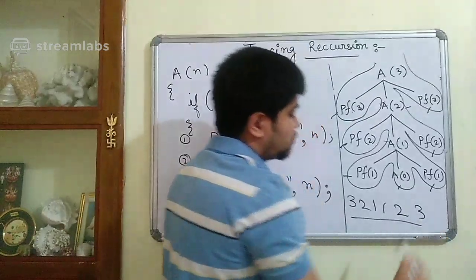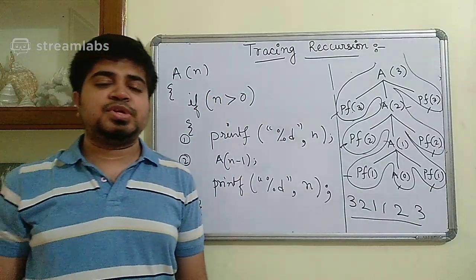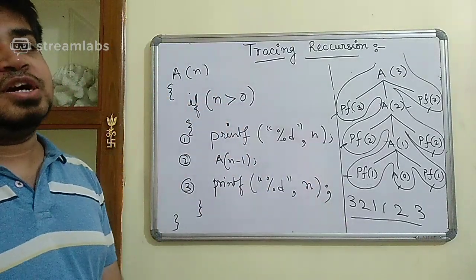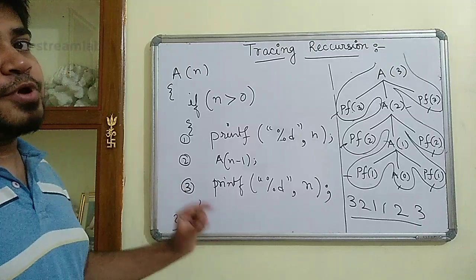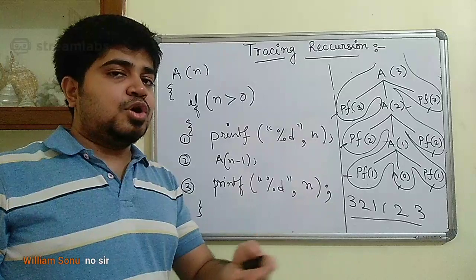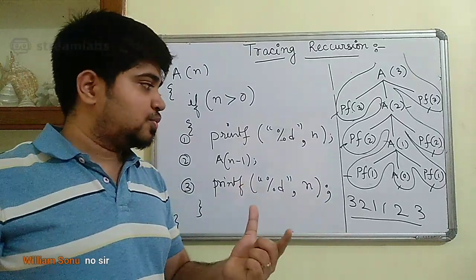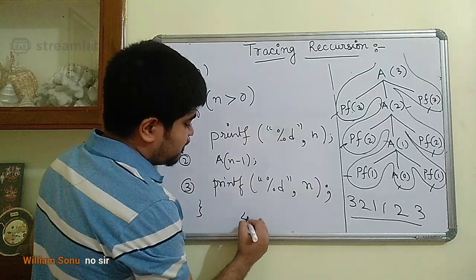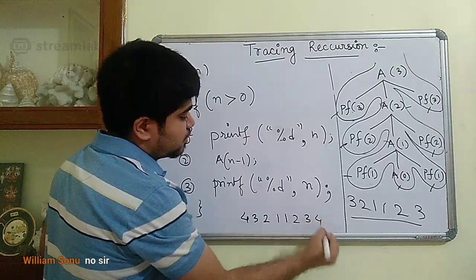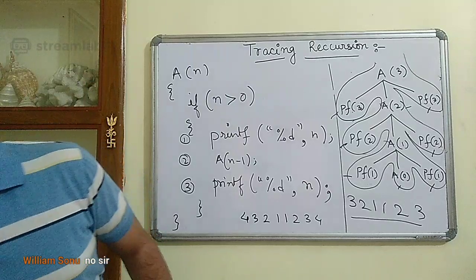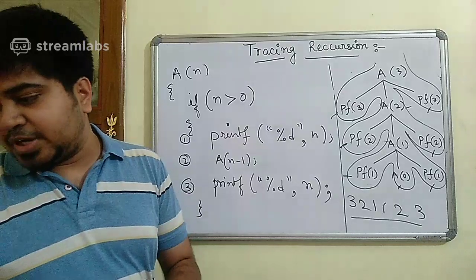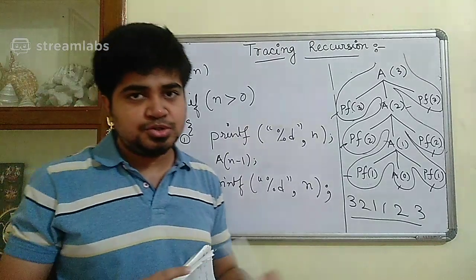So this is the output: 3 2 1, 1 2 3, right? This is the output of this recursive function that I've given you. If you call it from main with anything, this will be the output you get. Suppose you pass 4, you will get something like this: 4 3 2 1, 1 2 3 4. So this is pretty much for this tree based calling.